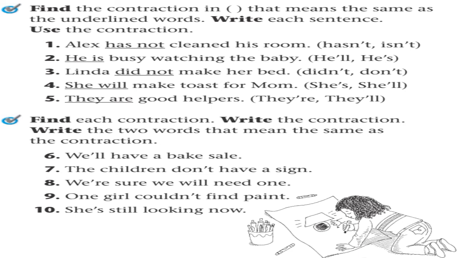Number 8, we're sure we will need one. Number 9, one girl couldn't find paint. Number 10, she's still looking now. So again, from number 6 to number 10, you need to find the contraction and write the two words that mean the same as the contraction. Take your time. You may pause the video till you finish, then come back again to check what you've done.